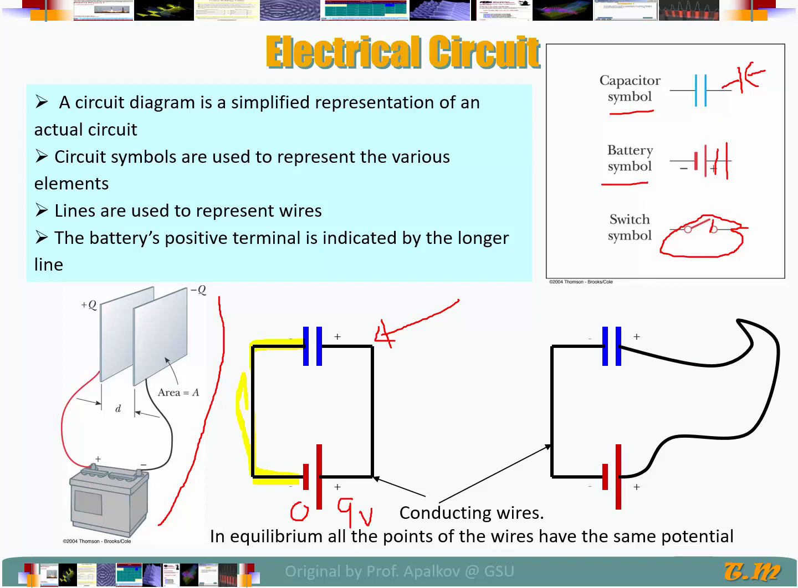I'm going to try to highlight the other side. Okay, let me use another color. So everything here, the green, is going to be also at the same voltage, but in this case, it's going to be 9 volts. So in an electrical circuit, whenever we have lines without any device in between, those lines are going to be at the same voltage.